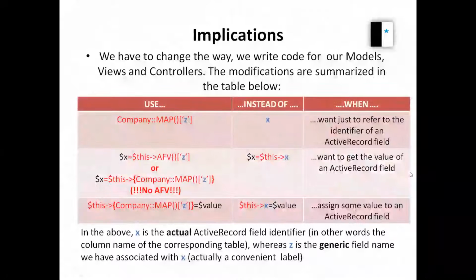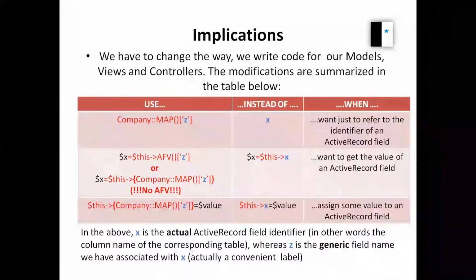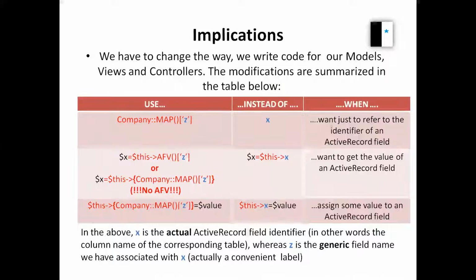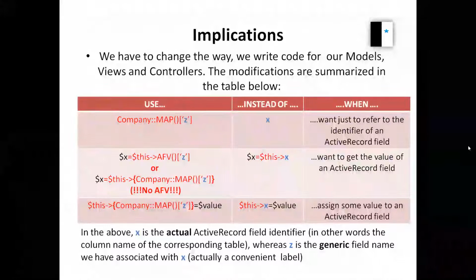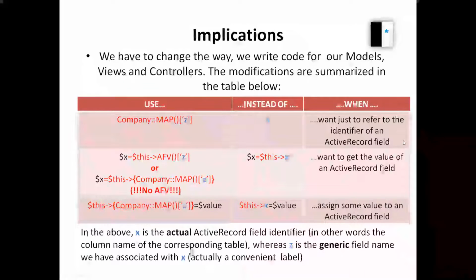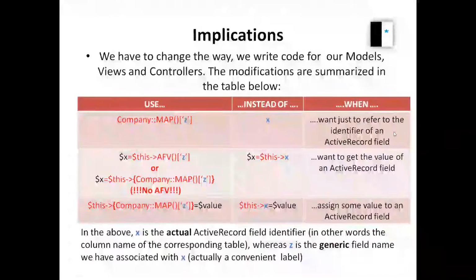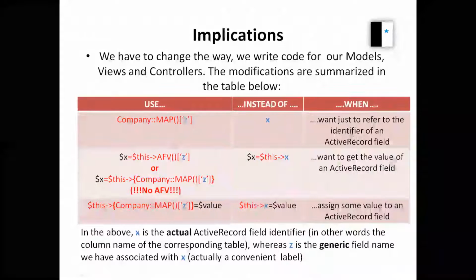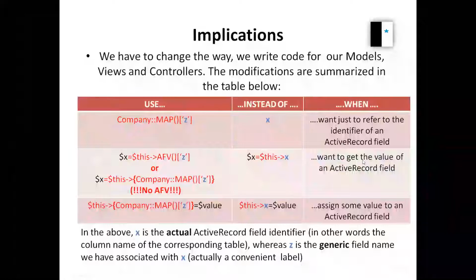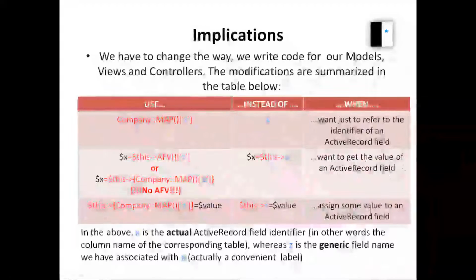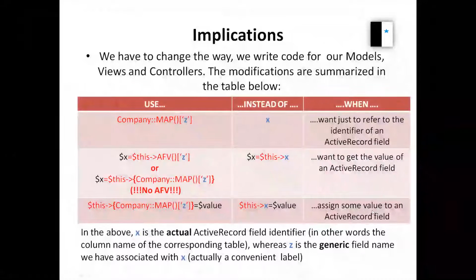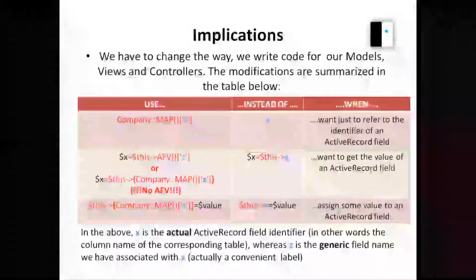What are the implications of adopting the formalism? Quite simply, we have to change the way we write code for our models, views, and controllers. And we summarize the modifications in the table below. And we show there in each row what you should use in case you just want to refer to the identifier of an active record field, if you want to get the value of an active record field, or if you want to assign some value to an active record field.